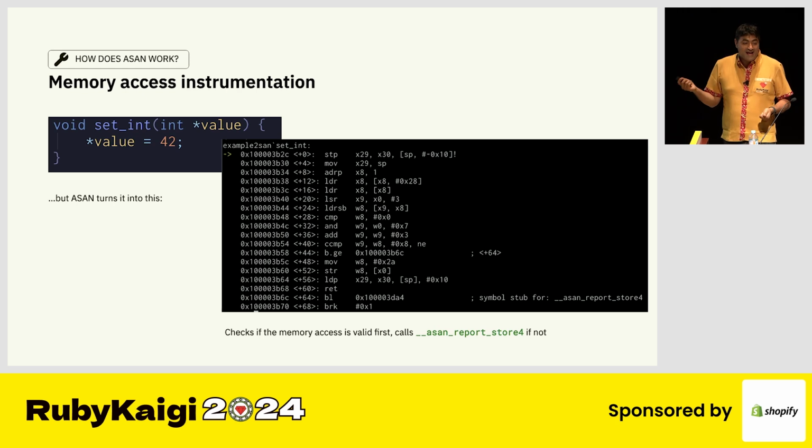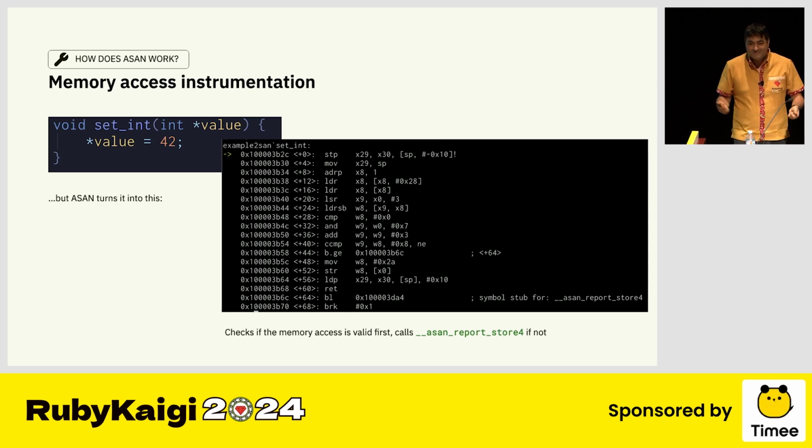And this is why ASAN makes your program 2 to 5 times slower. It's because every time you access memory, you have to do all of this extra machine code. And this is what implements the logic of checking against the shadow map. So that kind of gets inlined absolutely everywhere your program accesses memory, which is probably quite a lot of places.